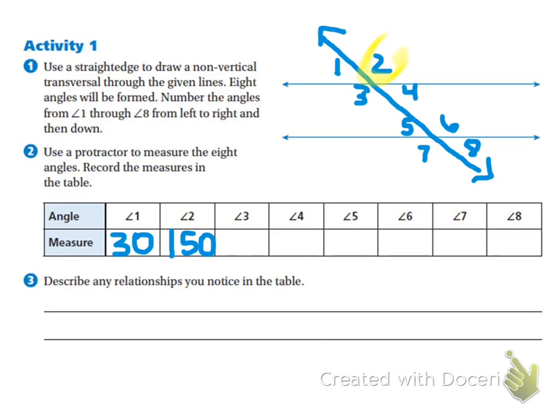So whatever angle 2 is, that's the same measure as angle 6 and angle 7 and angle 3. Excellent. So we can write those down. Angle 3 must be 150. Angle 6 must be 150. And angle 7 must be 150. And then what would the rest of them be? 30. 30. Excellent job.